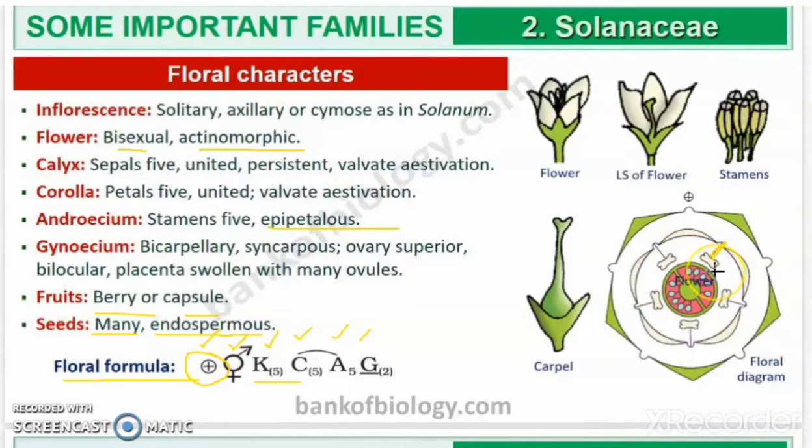Now coming to the gynoecium, we said that they are bicarpellary and bilocular. Bilocular means we can see 2 locules here, empty spaces here. In these 2 empty spaces, we can see the placenta, which is swollen and has many ovules in it, right? So there are 2 locules, and they are bicarpellary, syncarpous, and the placenta will be swollen and will have many ovules in it. Okay, so this is how the floral diagram of the Solanaceae family is.